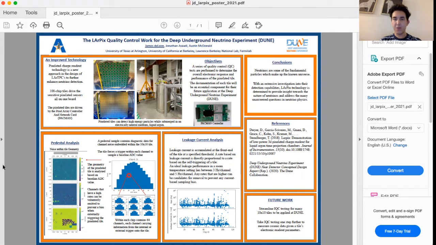I'm an undergraduate researcher for the University of Texas at Arlington, and I will talk about my work in the LArPix quality control work for the Deep Underground Neutrino Experiment.